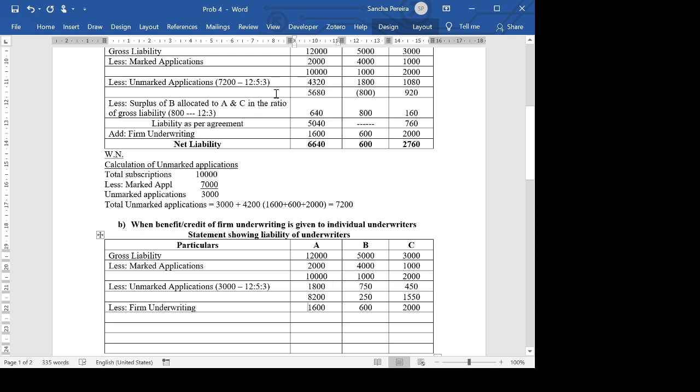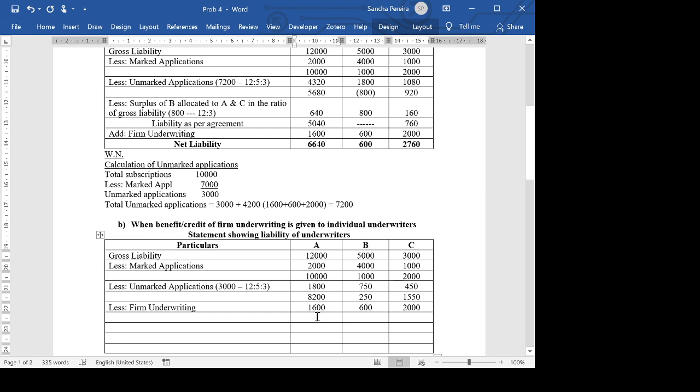So that's the difference. Okay, that's why this is called benefit given, because you're actually giving the benefit of each one's firm underwriting to them. Here it's called benefit not given because you're not giving each one's benefit to them, but you're just minusing it in a general ratio. So in both cases we are minusing it, but in different ways.